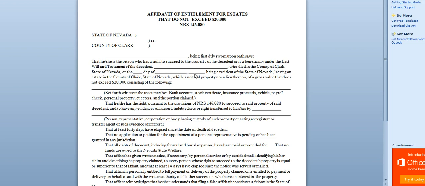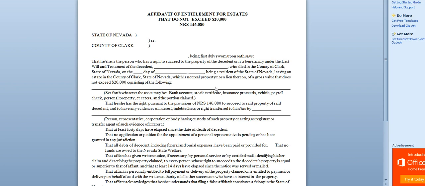And then on the blank day of blank, what day, and they said being a resident of the state of Nevada. And that's a key to using this form. You have to be a resident of the state of Nevada at time of death. And then they have an estate in Clark County, which is not real property nor a lien thereon, with a gross value that does not exceed $20,000.